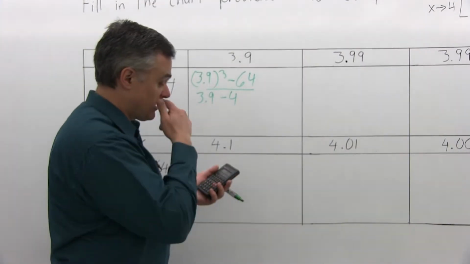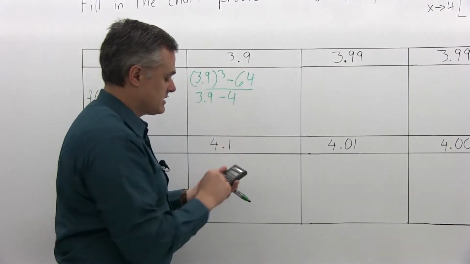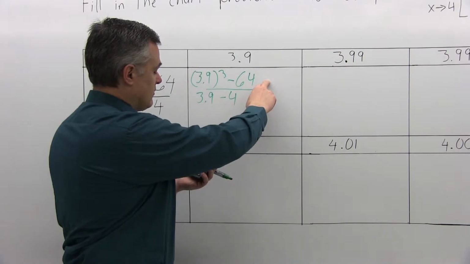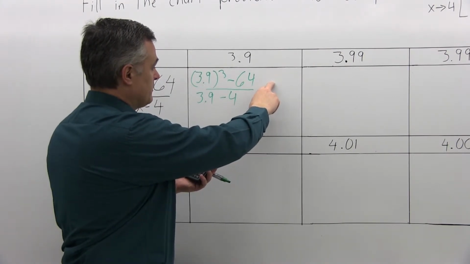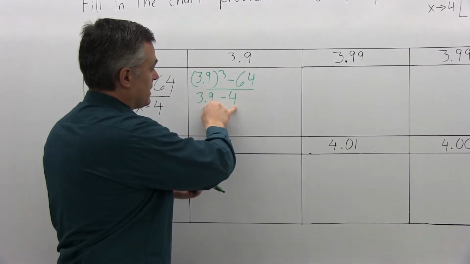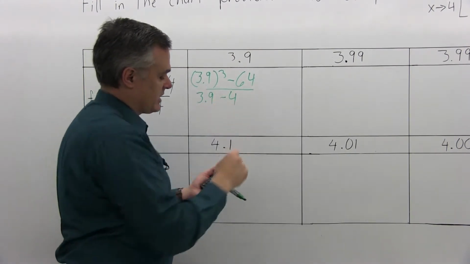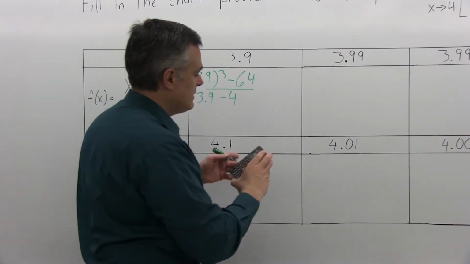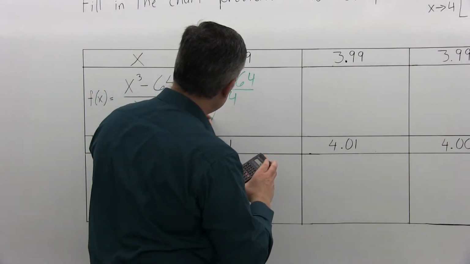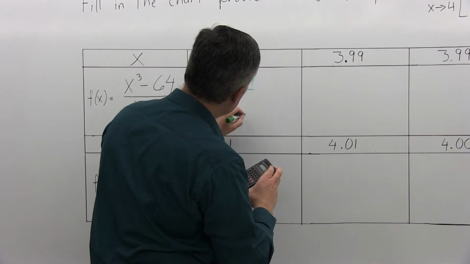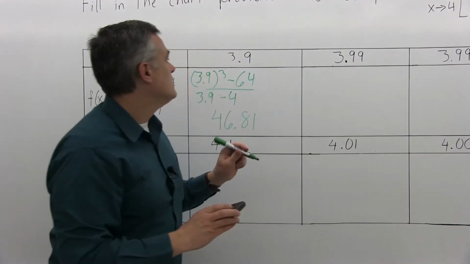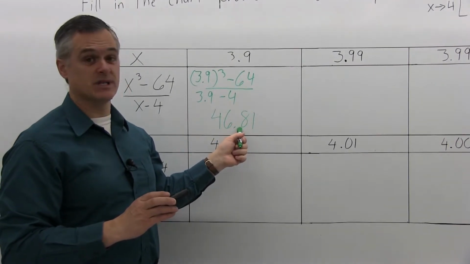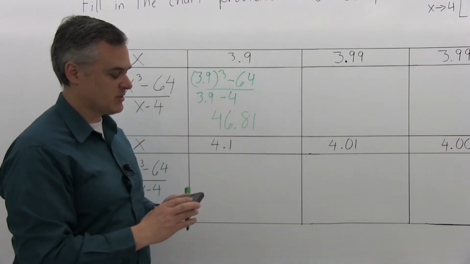I get an answer of 59.319. I'm going to subtract 64 from that answer. So in the numerator, I have negative 4.681. And I'm going to divide that by the denominator, which I can see is negative 0.1 actually. The negatives will cancel, and the answer comes out to 46.81. So if I put in a 3.9 for x, the y comes out to 46.81, a positive 46.81.